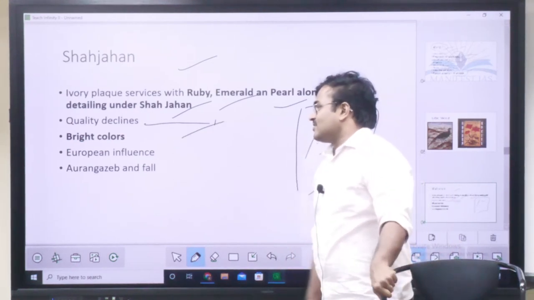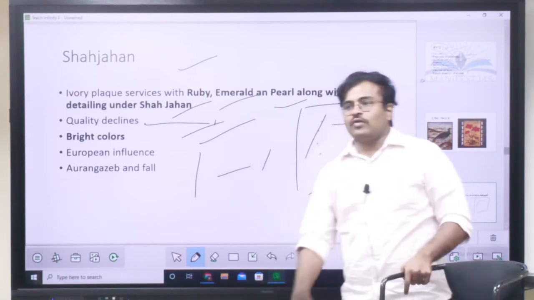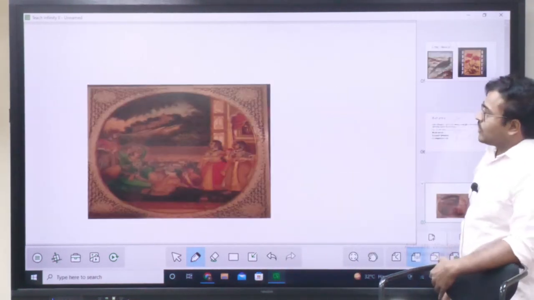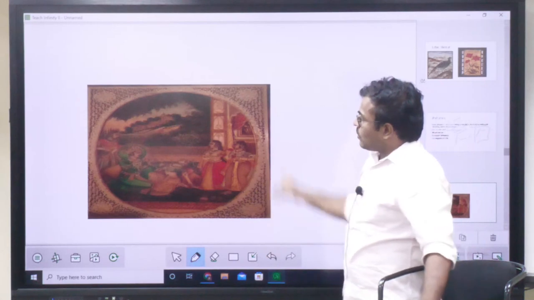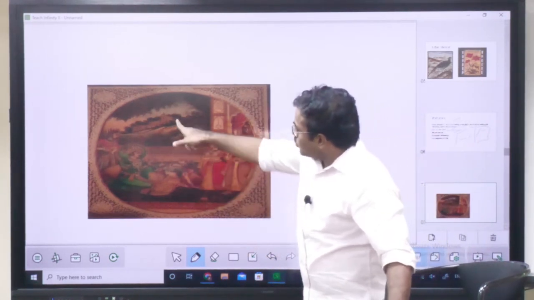Quality declines, bright colors, European influence is clearly seen. And by the time of Aurangzeb, there is a fall in the Mughal painting tradition. So this is the ivory plaque painting of this person. And they also had European influence, which helped them show a lot of depth.